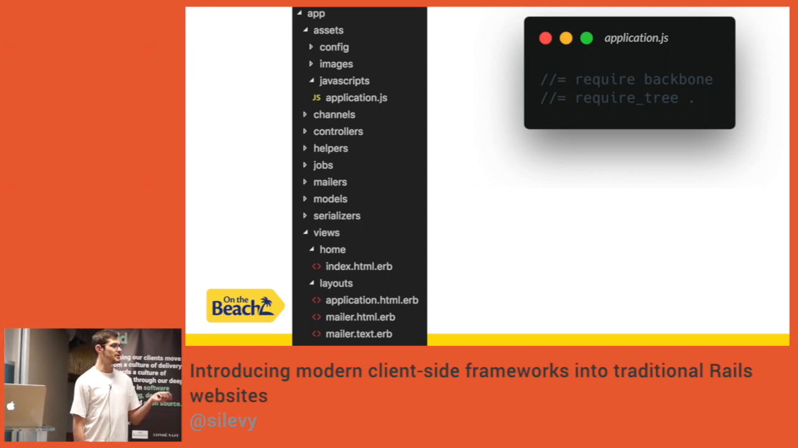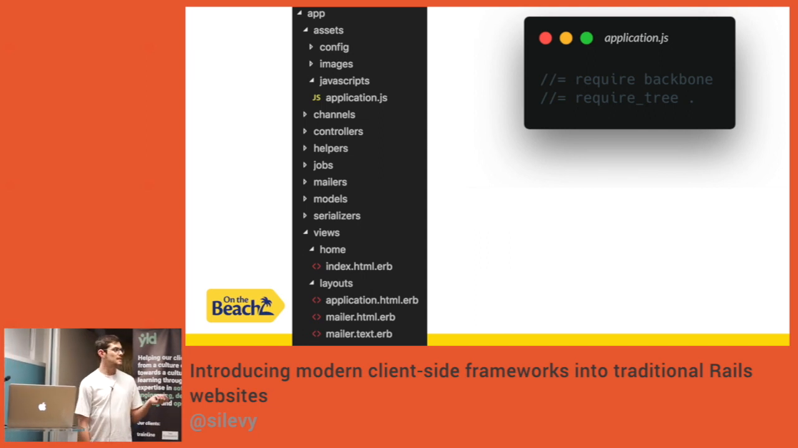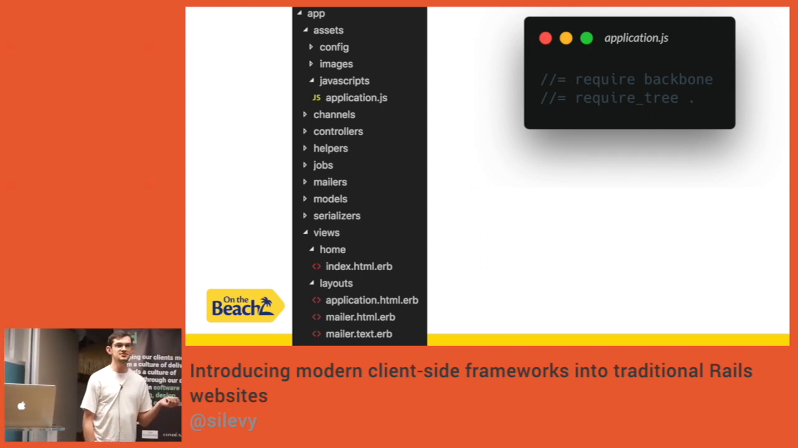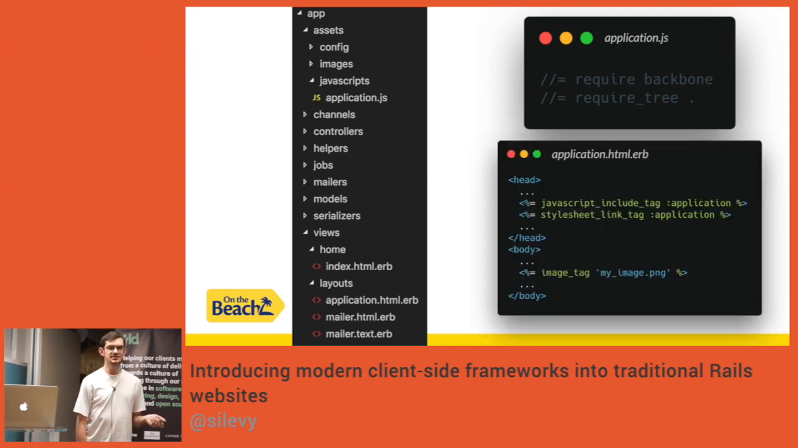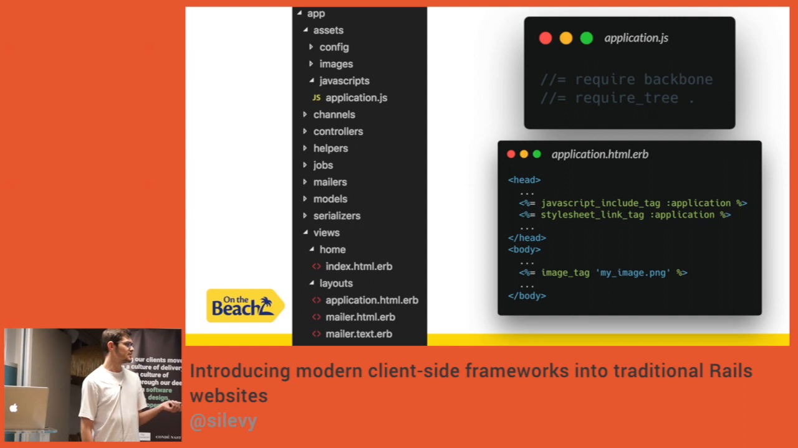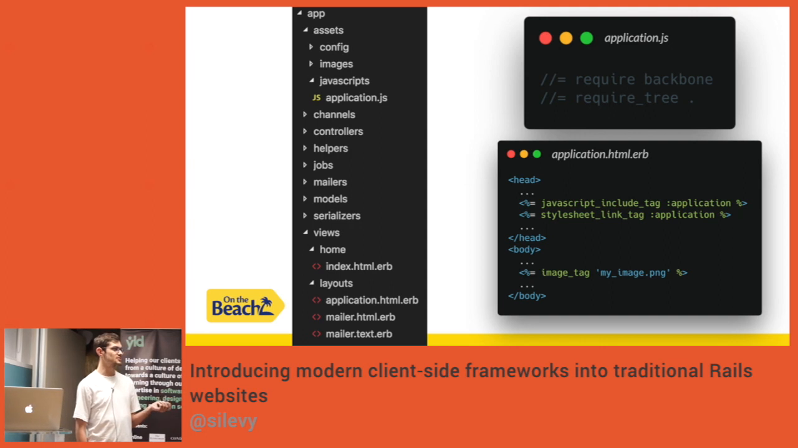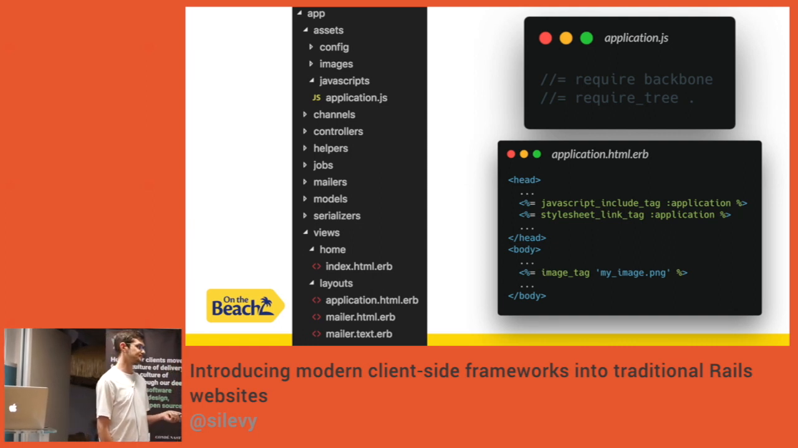So require backbone pulls in the Backbone framework. Require tree dot will pull in all your JavaScript files from this folder. So your output is one application JavaScript file that contains all your source code files. Now, because you've pulled in 100 different source code files, you need a way of referencing that in your application shell. So Rails has javascript_include_tag, and then the name of the bundle essentially you want to include. So here we've got an application bundle, and we're including that application at this location, and that creates a script tag, so script with a source.